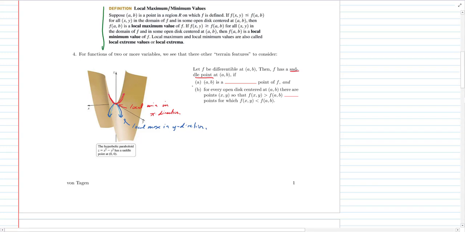In order to be a saddle point, then, we're going to have to say that that ordered pair is something called a critical point, which we haven't defined yet. We'll define that on the next page. And for every open disk that you put around it, you have points that give an output greater than that point and points that give an output that is less than that point. So the word there we want is "and." It's important that it behaves that way.